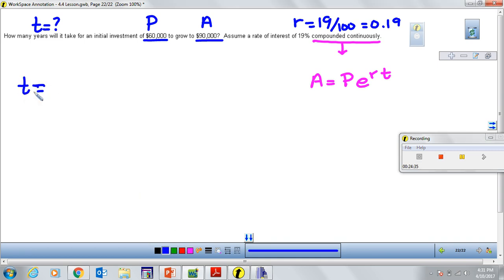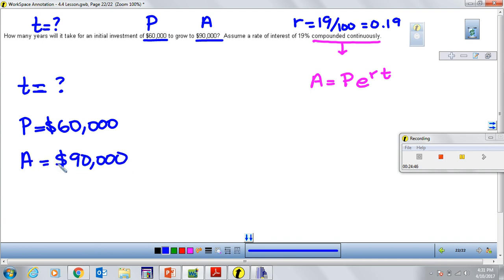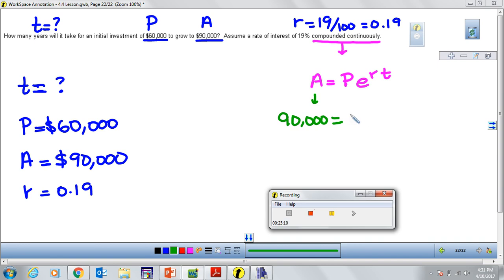So let's see. We're looking for the time. The present amount is 60,000, and the future amount is 90,000. The rate is 0.19, what we're going to use. You see on this formula, the letter N is not here, so we don't need to know how often within a year. We don't need to know if it is quarterly or monthly, that's not given here, and we don't need it. So then, in the future, we want this amount to be 90,000, and you're going to start with investing 60,000.